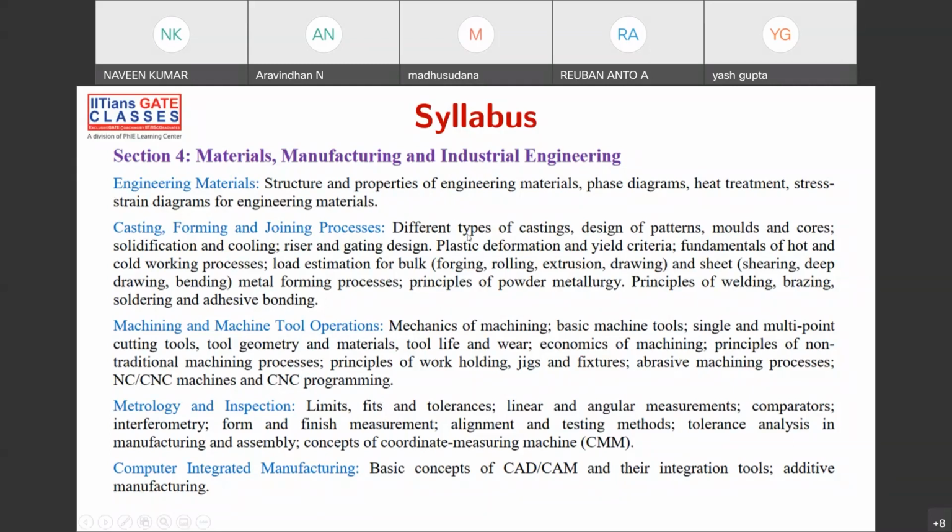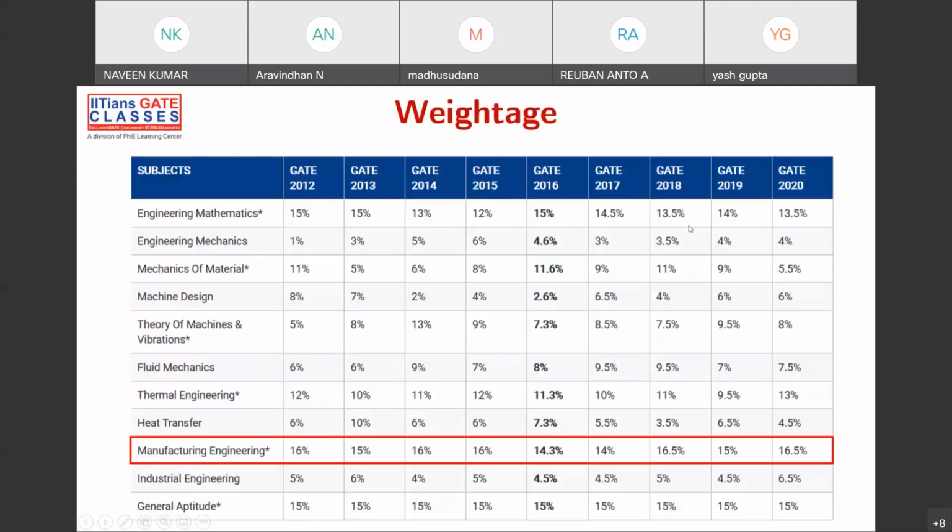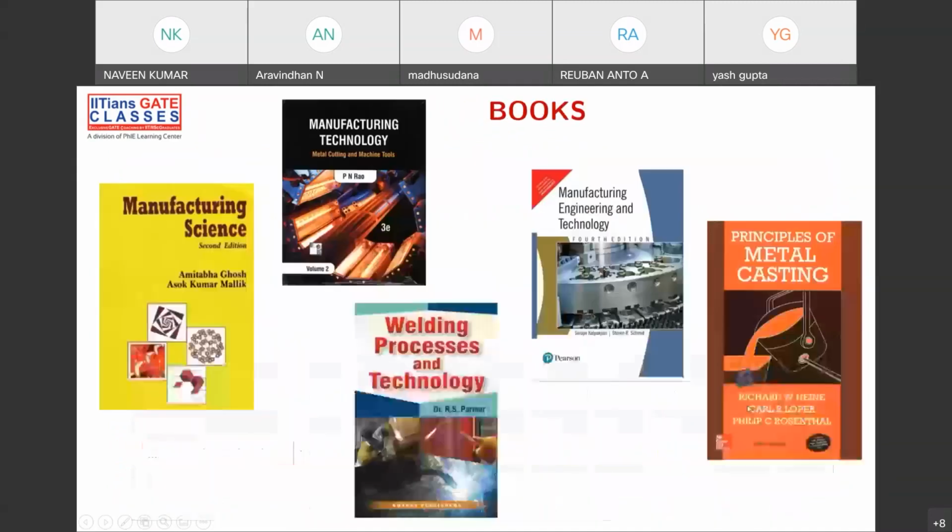This is the GATE weightage. Of course, the weightage is very high for manufacturing engineering, and that's what I was trying to point out here. As for books, I think there is no time now for you to take a book and read and refer to it, but anyway it's for your own good. Maybe later on, if you want to gain good knowledge or clear all your doubts, you can refer to these books.